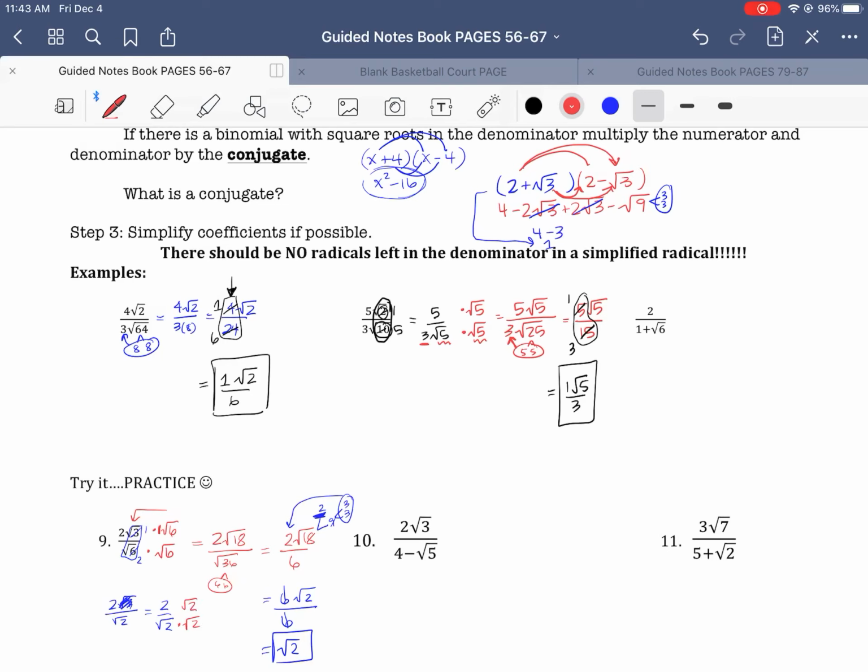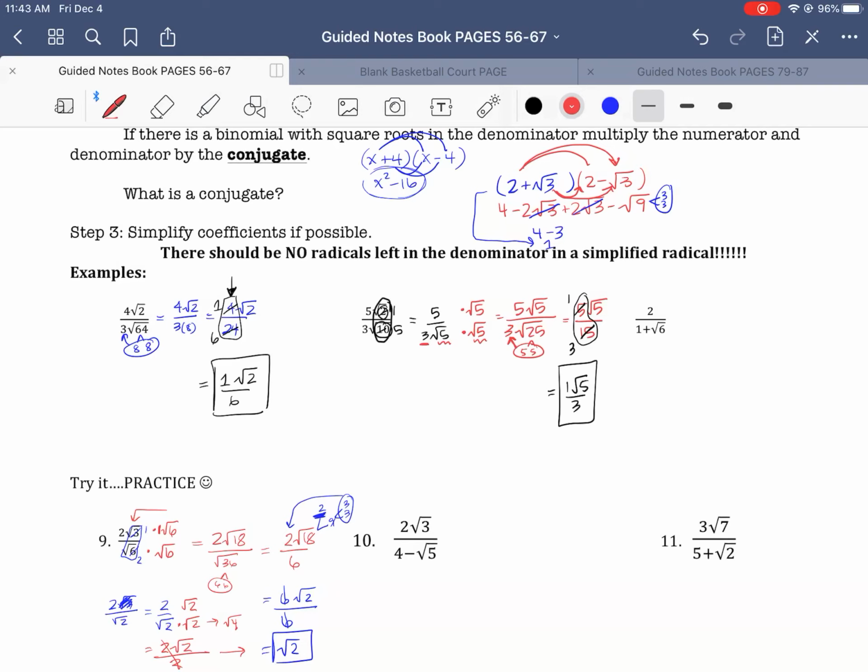So notice when I multiply top and bottom by square root of 2, the top I get 2 times square root of 2 over the square root of 2 times the square root of 2 is the square root of 4. The square root of 4 is 2. So those 2's would cancel and I would end up in the same place.